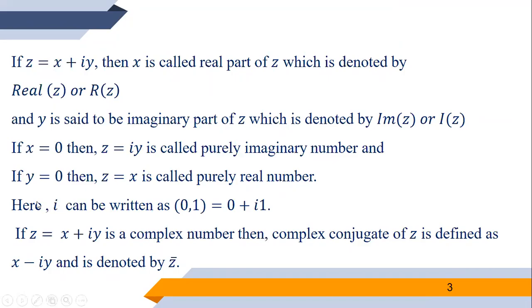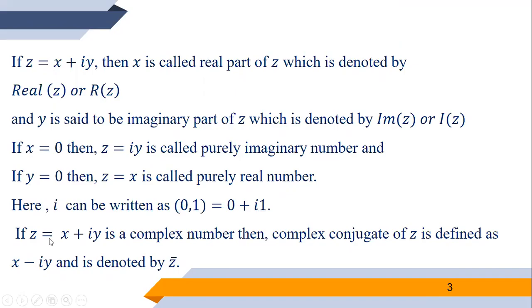Now i can be written as (0, 1), because this is the ordered pair we write in the form x plus iy. So the real part is 0 and the imaginary part is 1. So we write i as (0, 1), which is equal to 0 plus 1 into i.